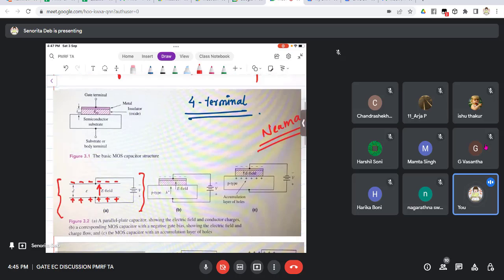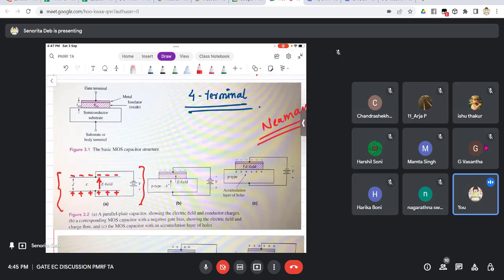Now you can see that we have a negative bias. That is, the gate is negative with respect to the substrate, and this is the NMOS. We will see why this is an NMOS. So the P type substrate is there. What will happen now is that when I put negative voltage here, the holes will start getting attracted, and therefore in the third diagram there is an accumulation of holes.